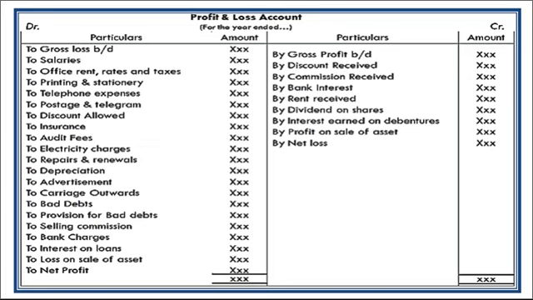On the credit side of the profit and loss account, normally revenue receipts: discount received, commission received, bank interest received, rent received, dividend on shares, interest earned on debentures, profit on sale of assets.